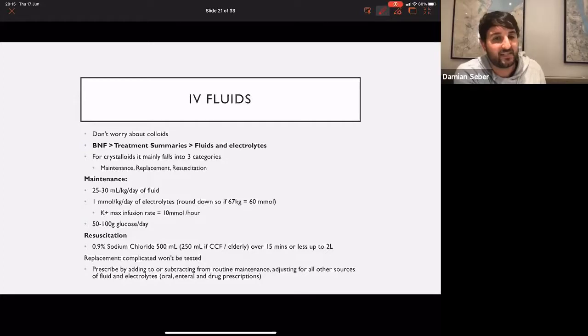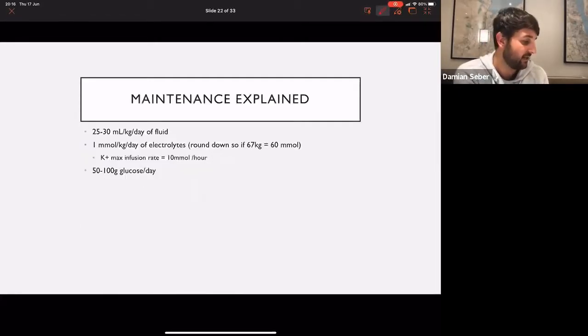Replacement, it's not going to be tested. It's quite complicated. You need to add and subtract the losses from the gut and the esophagus and things like that. It's usually the reg that will deal with things like that. You might be asked to prescribe as an F1, but you'll be told what to prescribe by the reg, so there's no point bothering with it really.